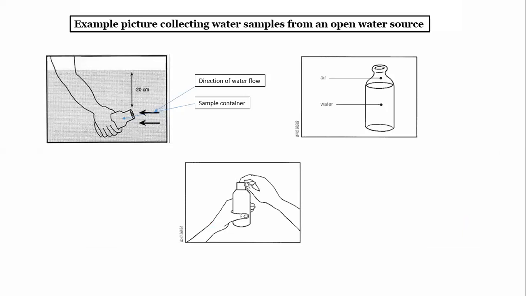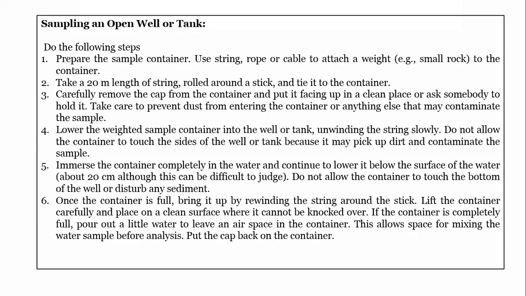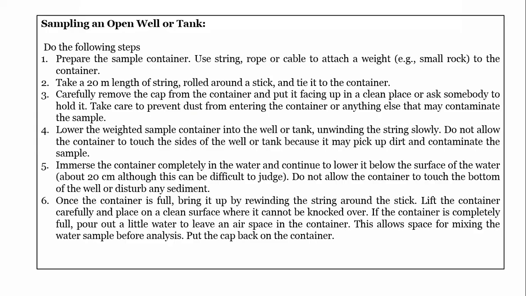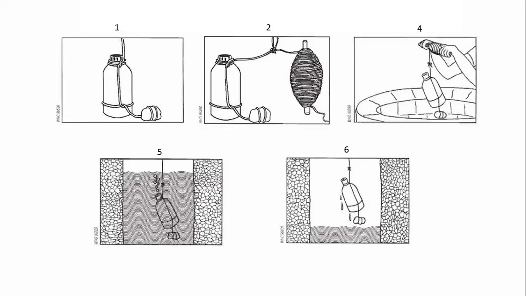Okay, so this is the example here. You can see the direction of flow of water. This is this image. And so we have here, look at this other part, the second image, we have air, we have water, and then we have here the third stage, which is sampling an open well or a tank. So I'm going to go fast. So to the image first, let's check it out.